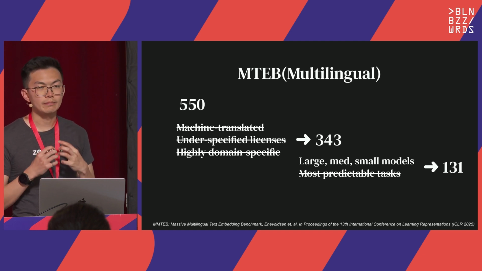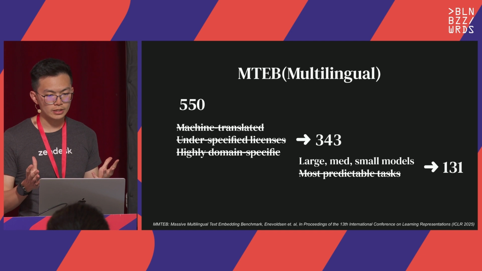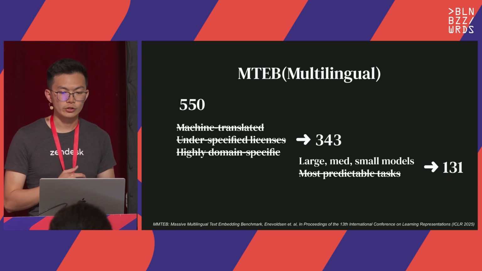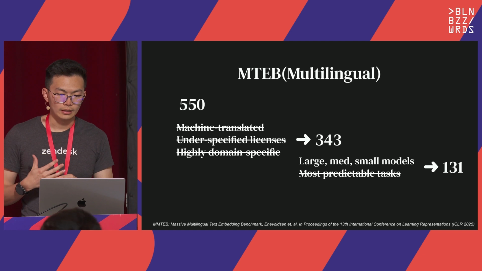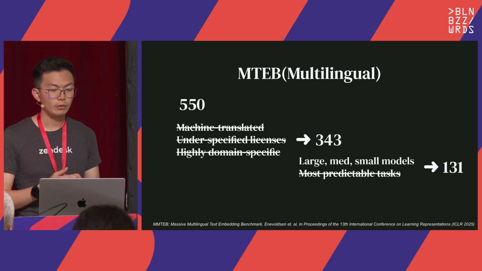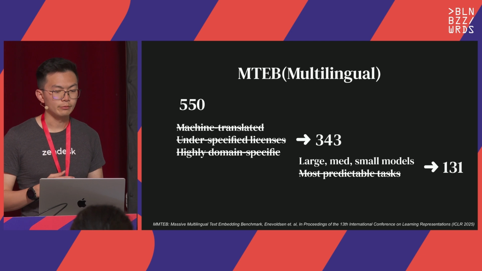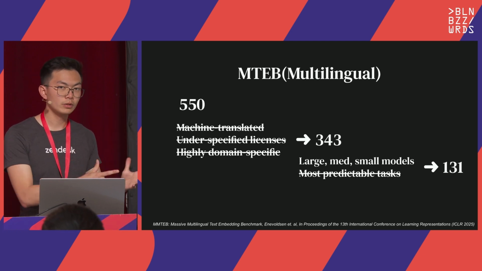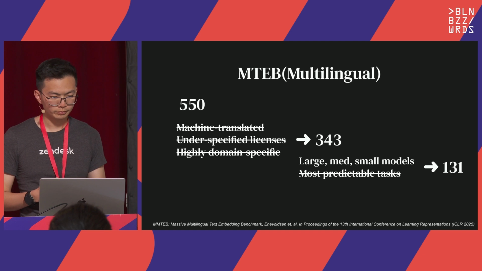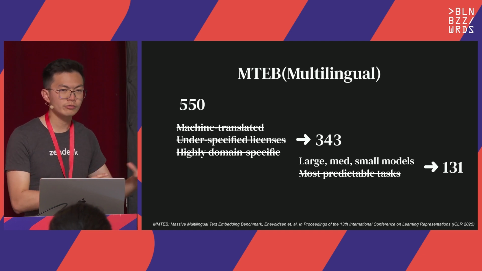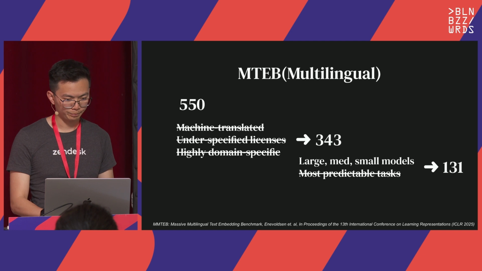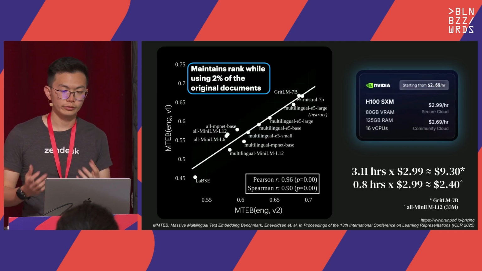And when we built the multilingual benchmark, we started off with around 500 tasks to cover as many languages as we can. And then we filter away some datasets that have, for example, machine translated data, underspecified licenses, or highly domain-specific things like code retrieval. And that leaves us with around 300, while still covering over 250 languages. And then we run the subset on some models, some big ones, some medium ones, and some small ones, and then iteratively remove tasks that are the most predictable. And then we would also avoid removing a task that would remove a language from that task category. And then we ended up with around 130 at the end for the multilingual benchmark. And the same procedure was repeated for the English benchmark.